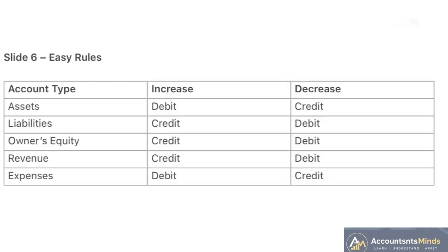This table shows the benefit to debit and the benefit to credit. If an asset increases, we debit it. If an asset decreases, we credit it. If a liability increases, we credit it. If a liability decreases, we debit it. The same idea applies to owner's equity, revenue and expense. Don't worry if you cannot remember these rules today. The easiest way to learn them is by solving examples.